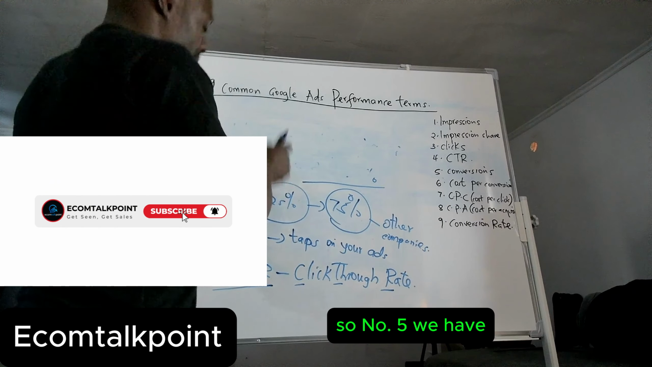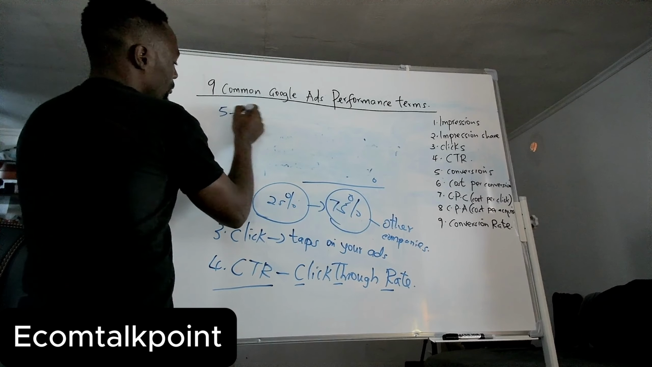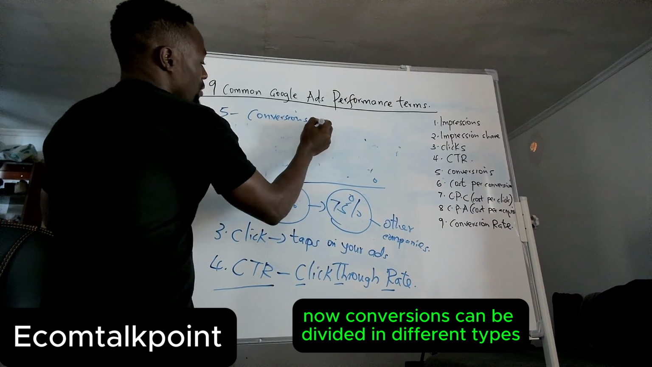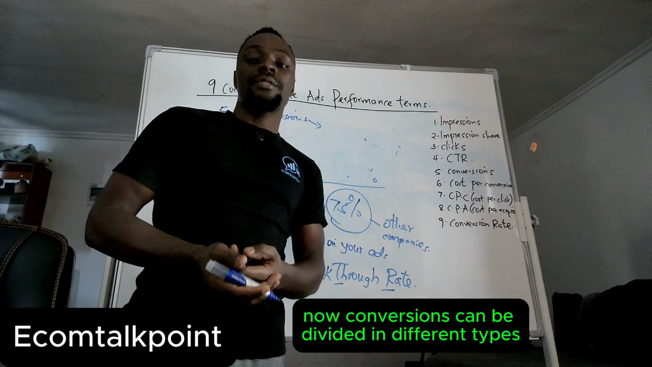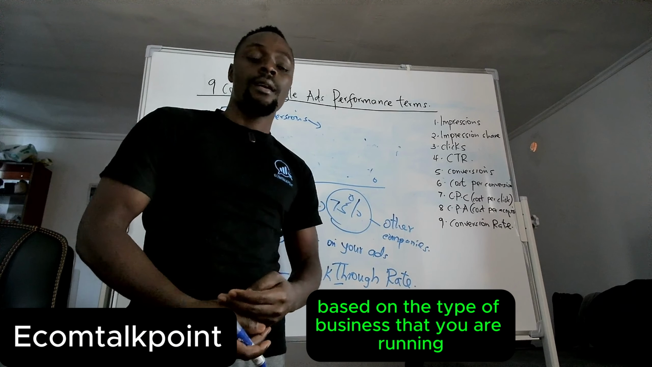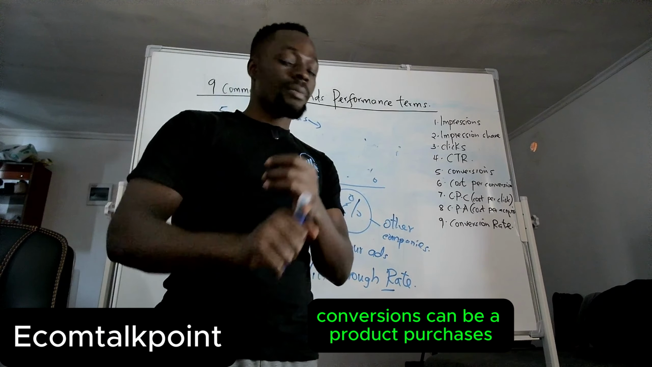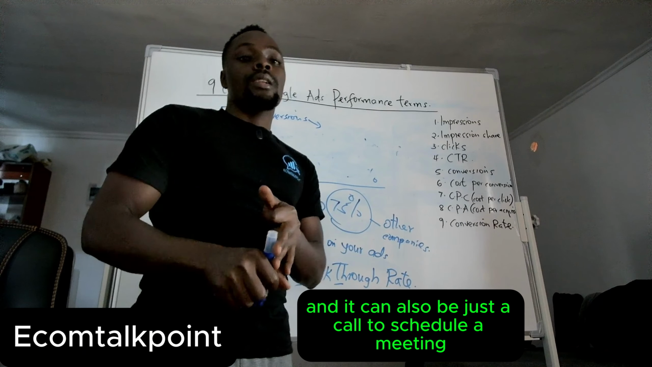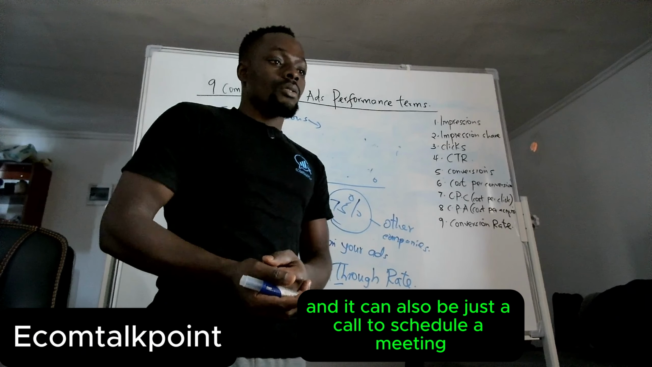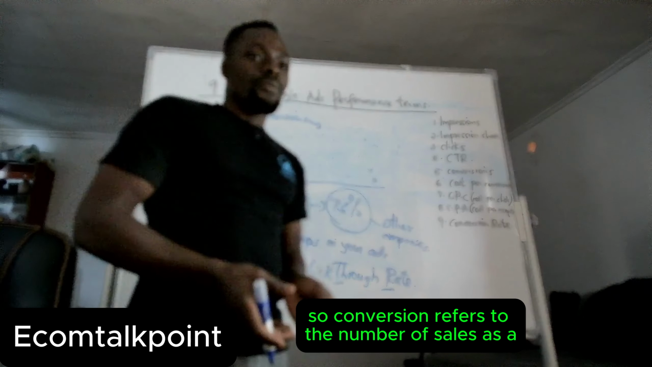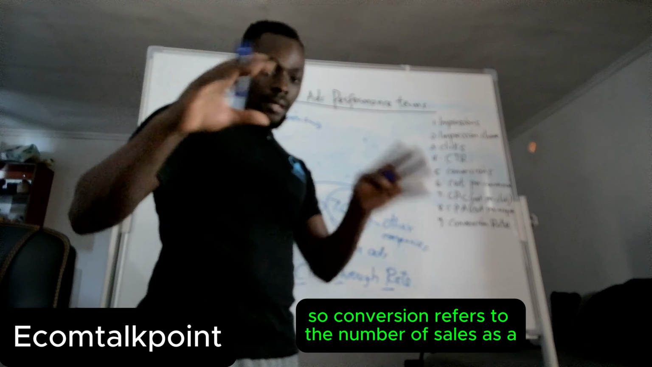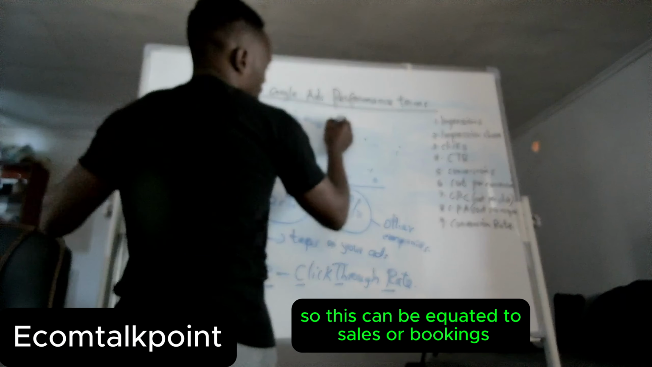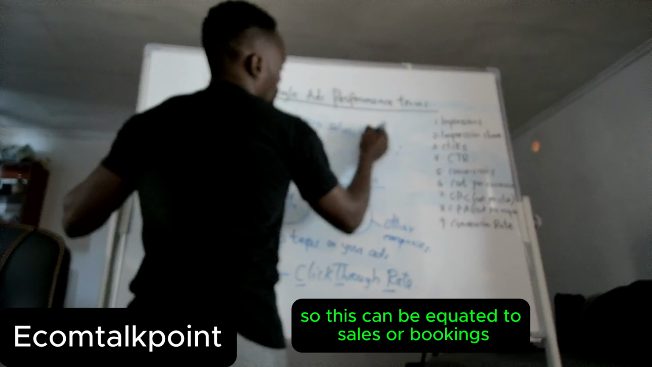So number 5, we have conversions. Now conversions can be divided into different types based on the type of business that you are running. Conversions can be product purchases, appointment bookings, service bookings, and it can also be just a call to schedule a meeting. So conversion refers to the number of sales overall that you get from either your product or service. So this can be equated to sales or bookings.